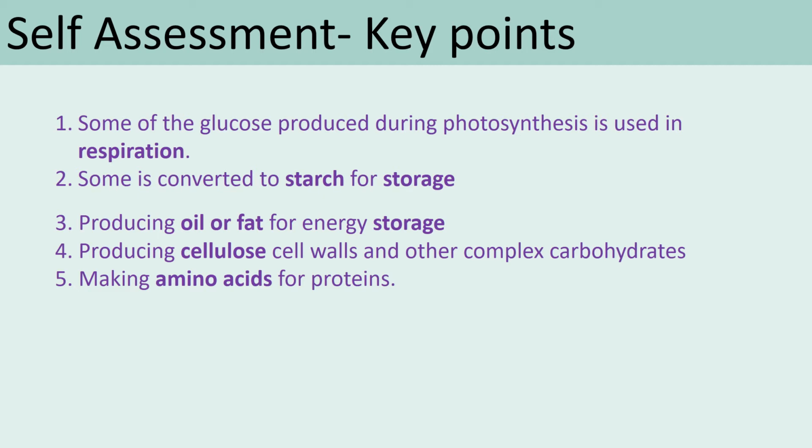Number three, they produce oils or fats for energy storage. So that's the lipids. Number four, they make cellulose. They join it together and make cellulose, which is for the cell walls. It's very, very strong. And number five, they make amino acids by adding nitrogen to it, which you can then build up to make proteins. If you need to add anything to your mind map, pause the video and add it on. If you've got all of that information, you don't need to pause.